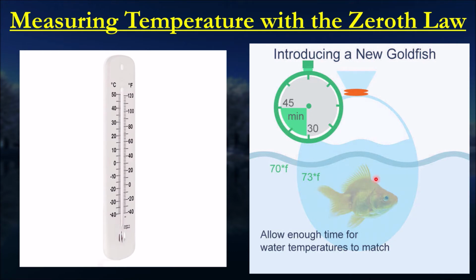Now, this is good for the goldfish because that is a gradual decrease in temperature, or gradual increase in temperature, depending on the water you're using, and it allows the goldfish to survive. If there is a sudden drop in temperature, then the goldfish will die. So you allow enough time for thermal equilibrium to be reached between the two water sources.